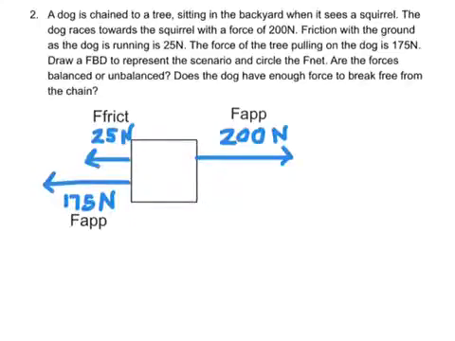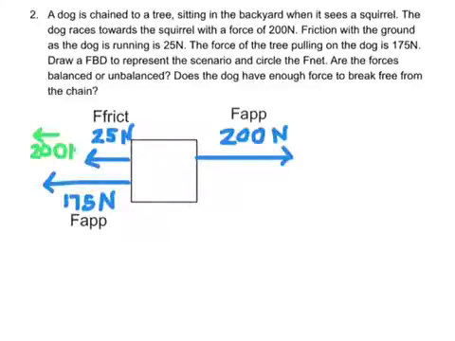Before we find the net force, we have a couple things we need to look at. First of all, we have arrows that are going in the same direction. When we have arrows going in the same direction, we add those two totals. So 175 plus 25 is actually 200 going to the left.